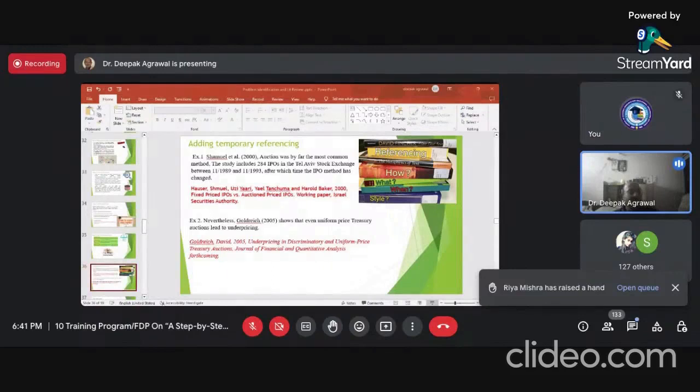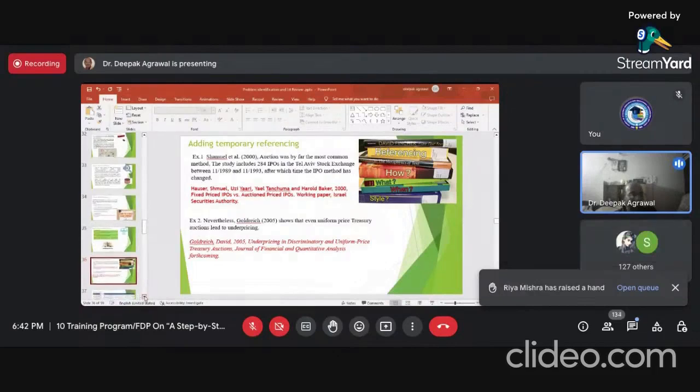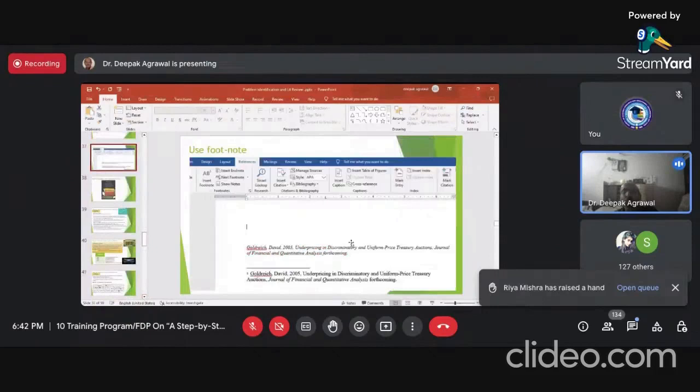So these are the temporary referencing. Temporary referencing can be done in two ways. Once again, one is just like where the content is, below the content, but don't forget to highlight it in some other color. Otherwise, you will assume it as a part of your research work. And secondly, the temporary referencing can also be done in the form of footnotes.